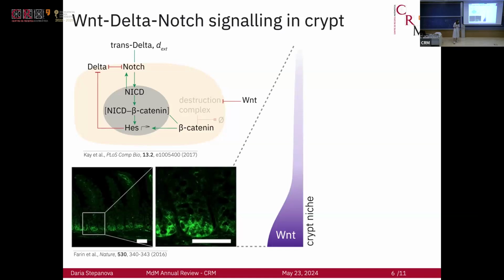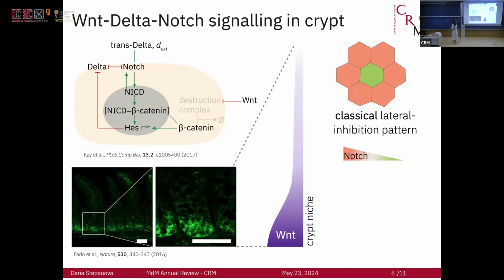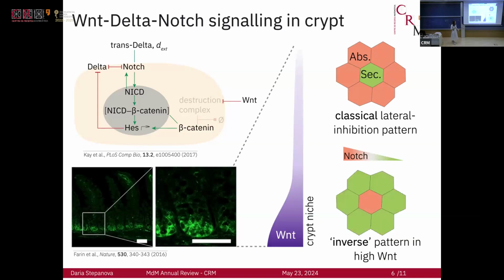And the cell phenotypes which are known to be along the crypt. So in the upper part, we have the classical lateral inhibition pattern in this case, and the phenotypes would be absorptive for the high notch cells and secretory for the low notch cell in the middle. But in the crypt niche, as I already told you, there is something going on and the pattern becomes inverse. And we have a stem cell, which is a high notch, which is in the center. And we have Paneth cells, or their equivalent for the small intestine, which is called deep crypt secretory cells, which are low notch. And this is given by the same notch signaling.